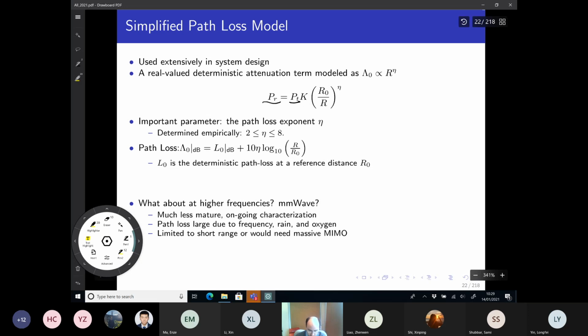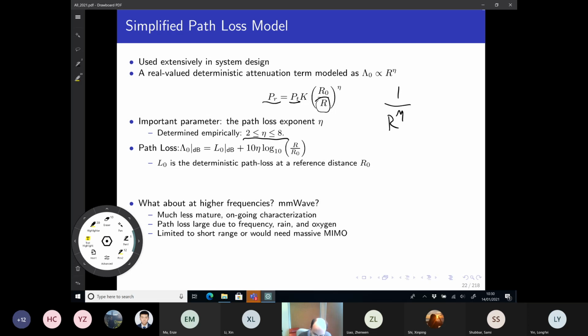You have a transmit power and a received power, and you have something that scales with your distance r raised to an exponent eta. So your received power scales as 1 over r to the eta, and this eta is between 2 and 8. That really depends on the environment. In free space and pure line of sight, you have 1 over r squared. But generally speaking, you can go as high as 1 over r to the 8th because of the presence of obstacles in the environment.